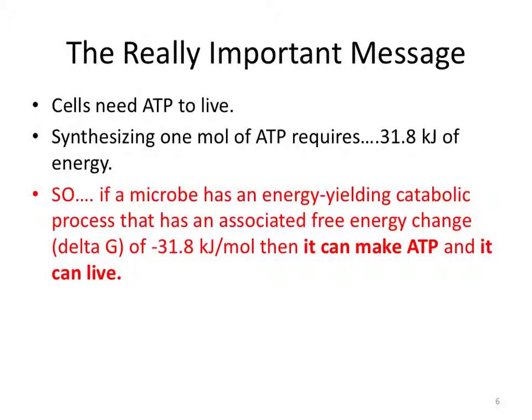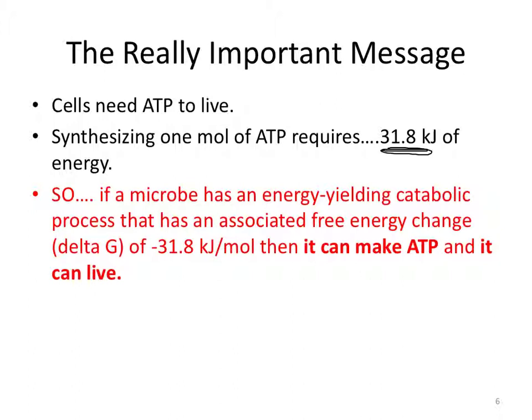The really important message here is that you know that cells need ATP to live, and you should know why, and I just explained that. That is energy coupling. Okay. And you should also know that synthesizing 1 mole of ATP requires energy. So in order to build the ATP up, you have to have an input of 31.8 kilojoules of energy. So cells need ATP, therefore they have to make ATP. That means they have to have a source of energy to make the ATP. All right? So where does that come from? It comes from chemical reactions.